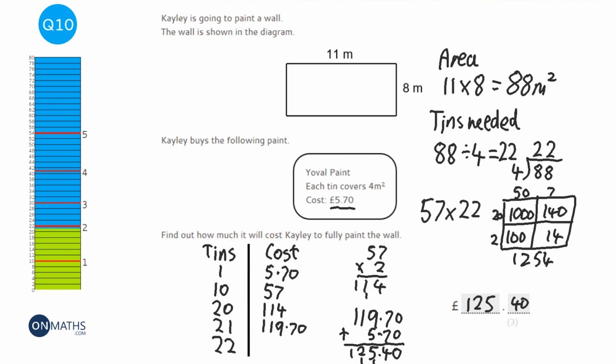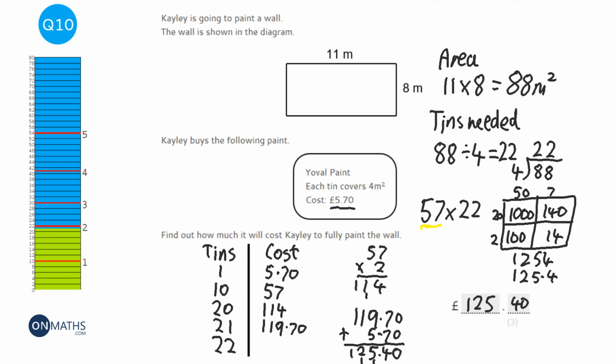And then of course we need to divide that by 10 because we made that 5.7 into 57. So we've got to divide that by 10, which would be 125.4, which we know in money is £125.40.